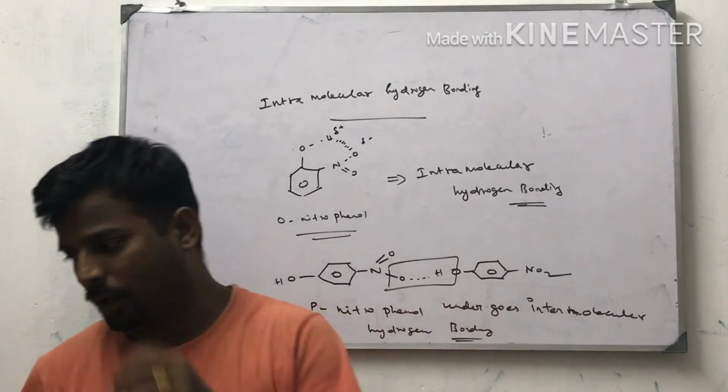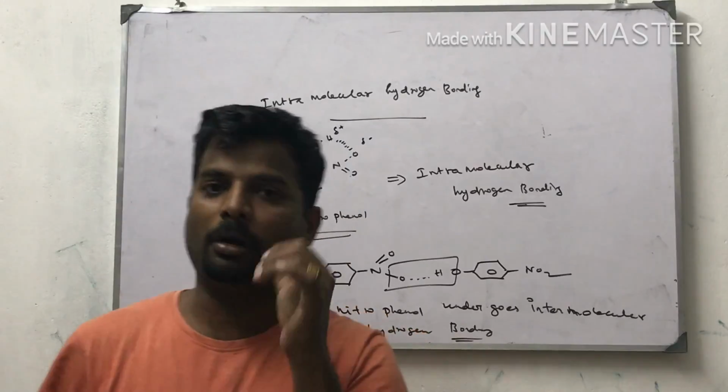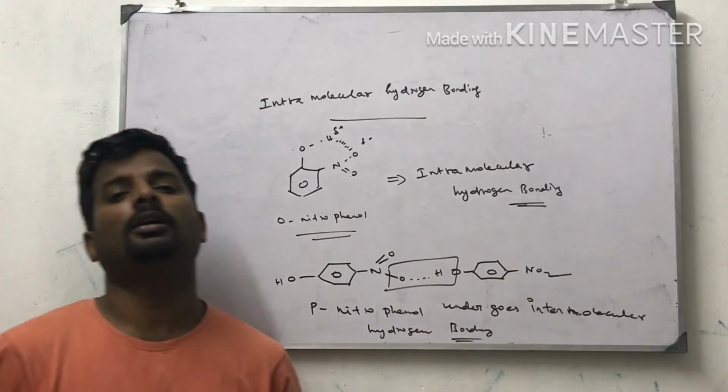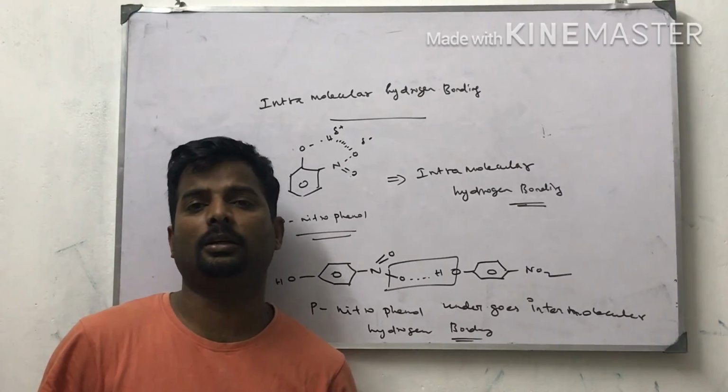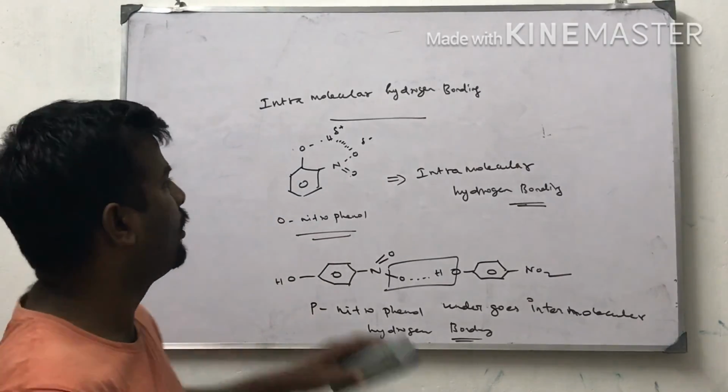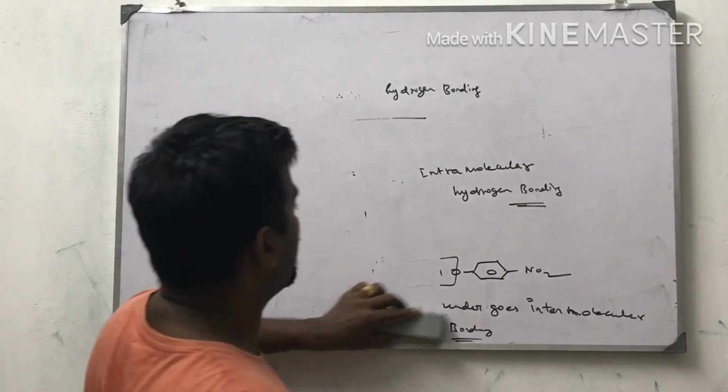Given in the textbook are ortho-nitrophenol, water molecule, HF, H2O. A lot of compounds are present for intermolecular hydrogen bond and intramolecular hydrogen bond.